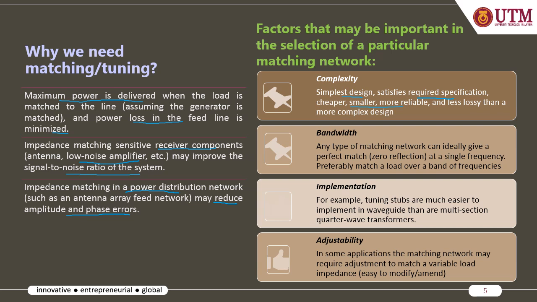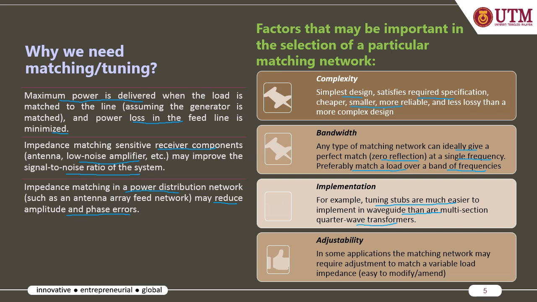Next, the other factor is the bandwidth. Any type of matching network can ideally give a perfect match or zero reflection at a single frequency. However, if the system involves multiple bands or more frequencies, it is preferable to have a system that can match for a broad band of frequencies. And in terms of implementation, depending on the application, sometimes, for example, a tuning stub will be much easier to implement in waveguide compared to other techniques.